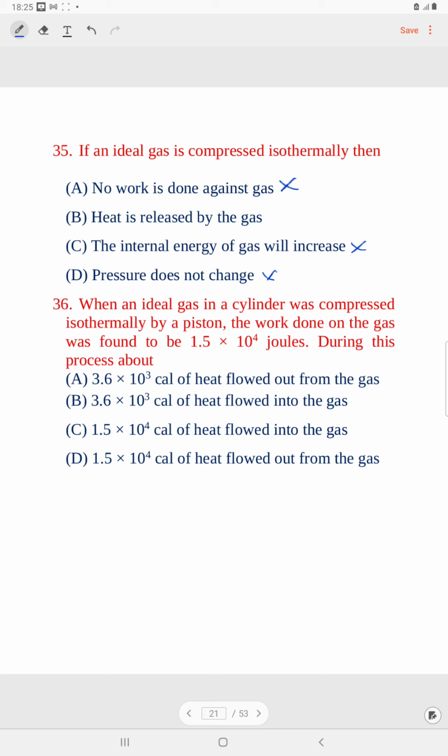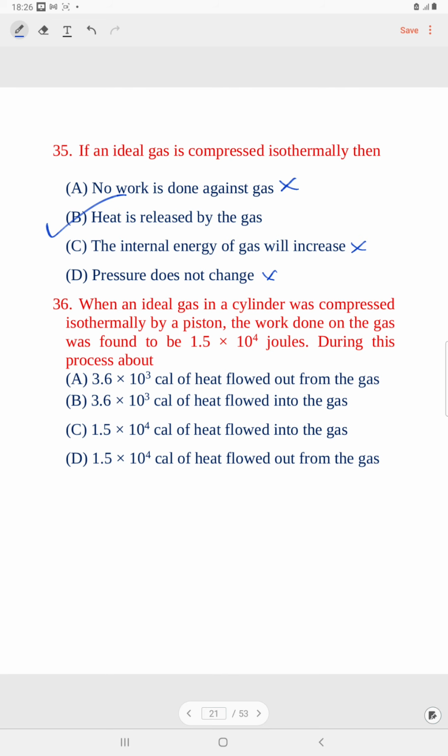Option C, internal energy of the gas will increase, cannot be correct. Pressure does not change, cannot be correct. So heat is released by the gas has to be correct. You know why? When the gas expands isothermally, it absorbs heat. But when the gas is compressed isothermally, it releases heat, which means heat will be given out from the system. If the gas undergoes isothermal expansion, heat will be given to the system. And if it undergoes compression, heat will be given out of the system. That means option B.